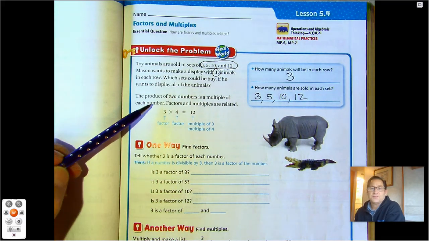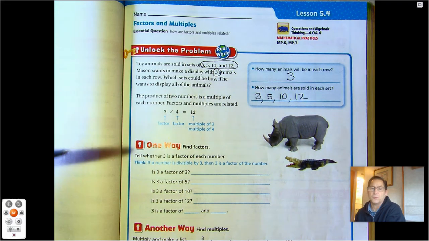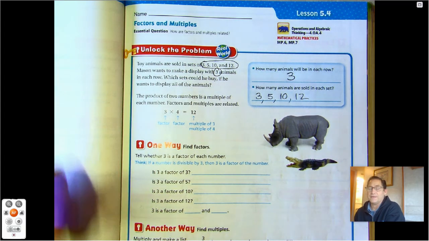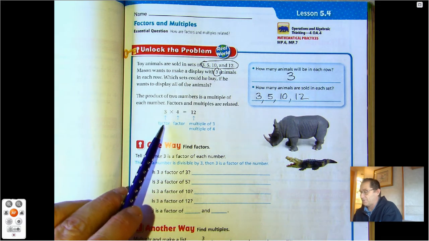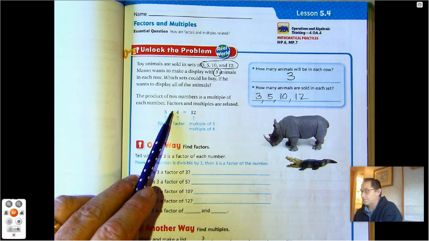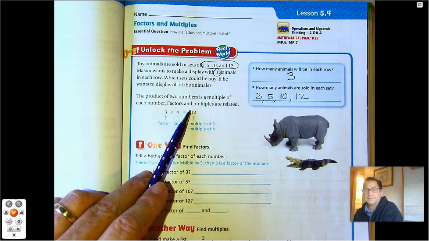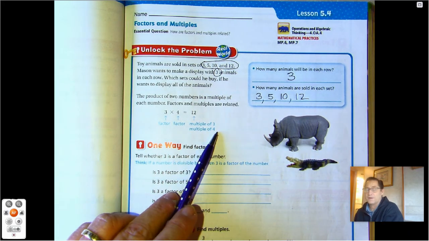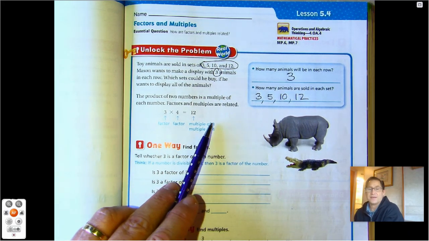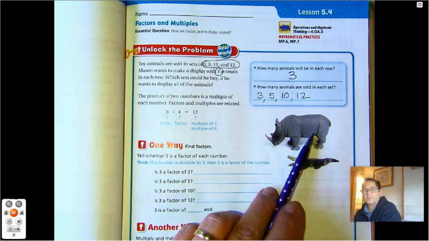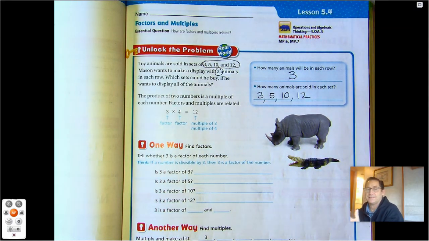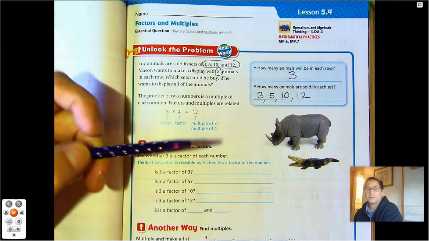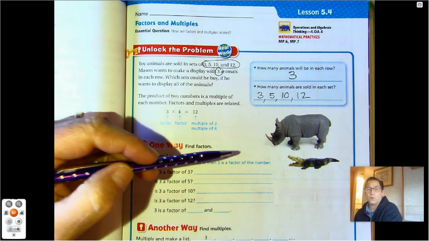Now, the product of 2 numbers is a multiple of each number. So factors and multiples are related. So we have the factor 3, the factor 4. 12 is a multiple of 3, and it is a multiple of 4. If I was counting by threes, I'd say 3, 6, 9, 12. So a multiple is counting by that number. Multiples of 4: 4, 8, 12.